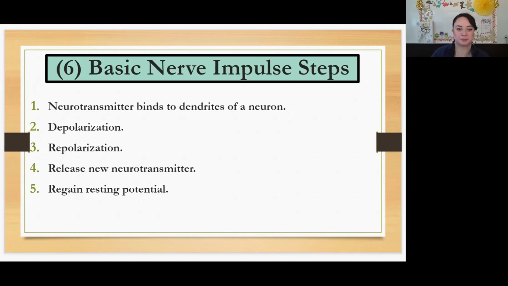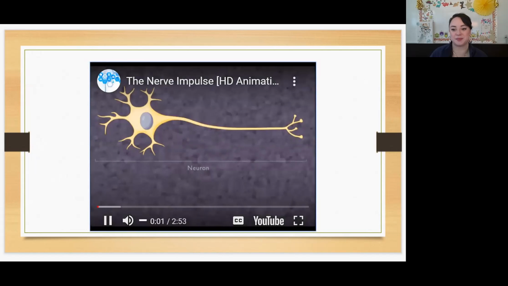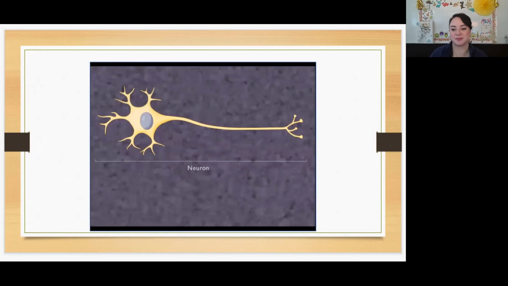All right. So we are going to rewatch this video. You might remember we watched this video at the end of the last class. It's going to introduce us to some of the basic mechanisms that are going to happen in a nerve impulse. We're then going to look at a diagram to summarize it, and then we'll get into the more detailed steps.